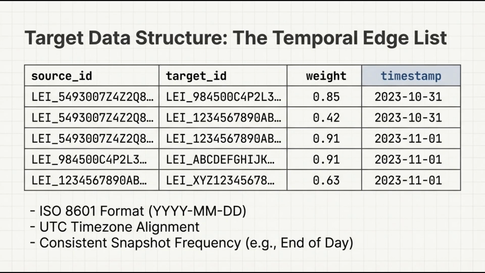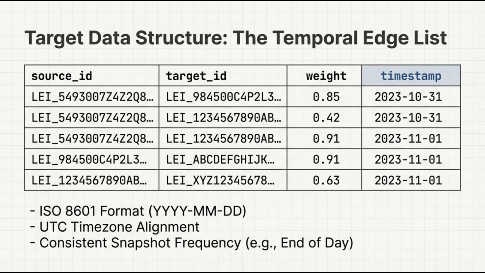This slide presents the target data structure that many pre-processing pipelines ultimately produce, the temporal edge list. The table contains source ID, target ID, weight, and timestamp. The use of LEI-style identifiers is important because LEI stands for Legal Entity Identifier, a standardized way to identify institutions across datasets. The timestamp column turns a static graph into a time-aware graph, allowing us to reconstruct snapshots, rolling windows, or event sequences. The bullets at the bottom highlight best practices.